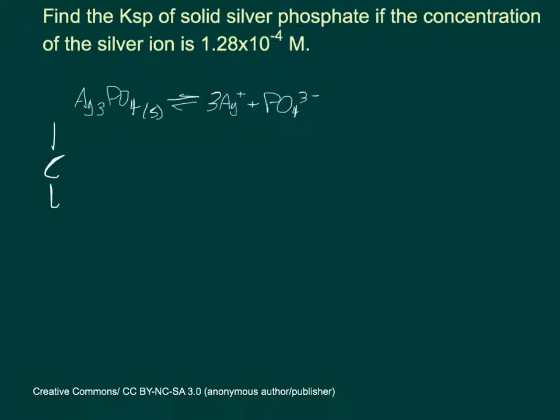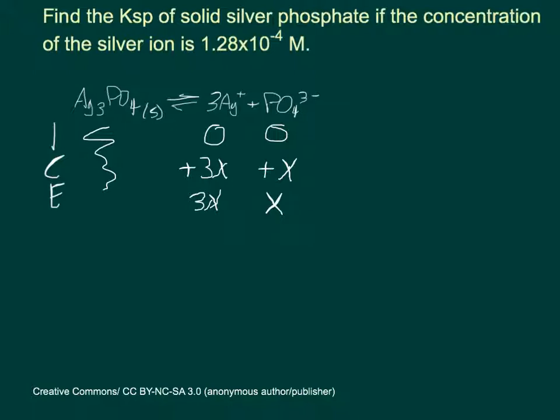RICE chart. The initial for the Ag3PO4 solid, of course, doesn't really matter because this is a pure solid, so its concentration isn't going to change at all. Initially, we'll say we added the solid, so we have no ions at all. Over time, that's obviously going to make plus 3x for the silver ion and plus x for the phosphate ion as they dissolve. Therefore, at equilibrium, silver will be 3x and phosphate will be x.